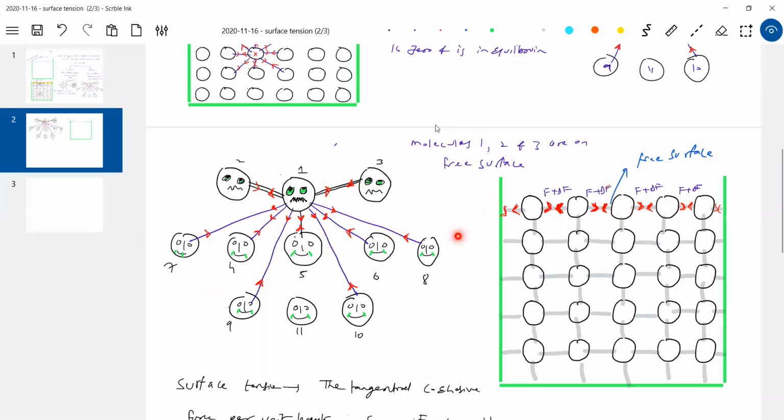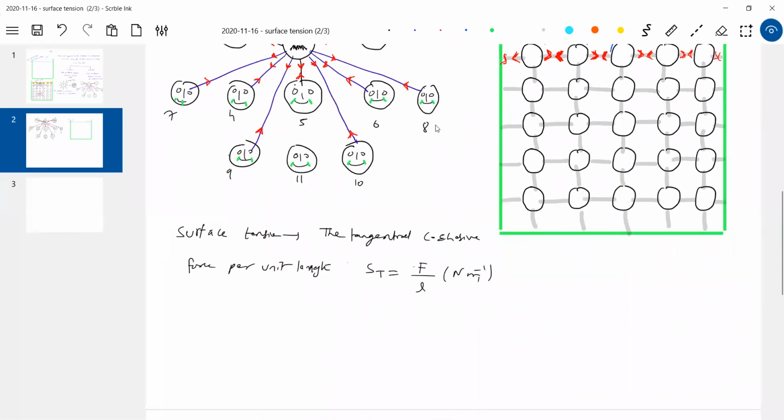And what about all the other molecules? These are molecules inside the liquid. So what is the net force on them? It will be 0. So we are not bothered about inside the liquid. All our discussion is about the surface layer of a liquid, the free surface layer. So where do we see surface tension, inside the liquid or on the surface? On the surface. That's where we see surface tension.